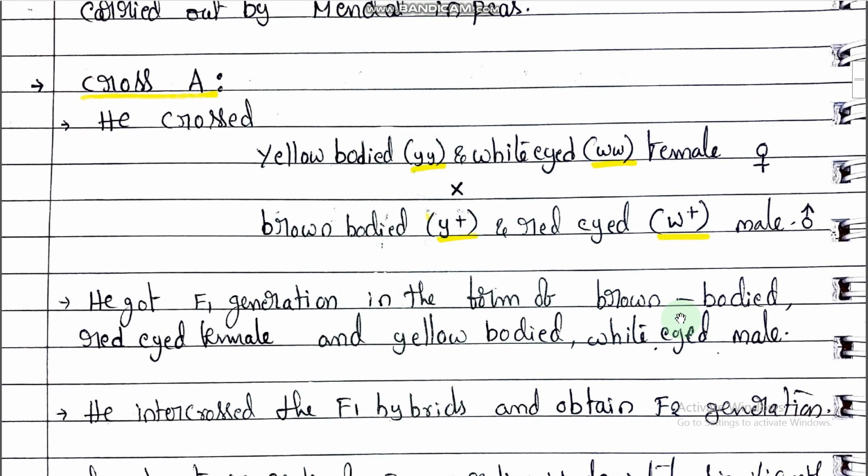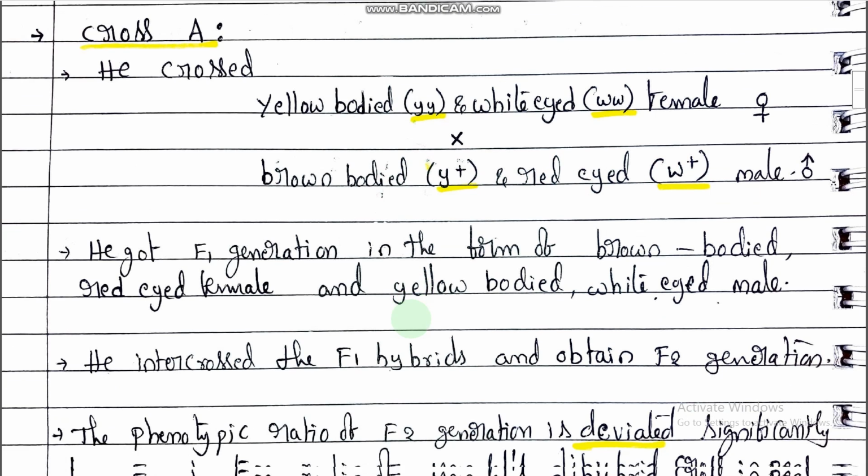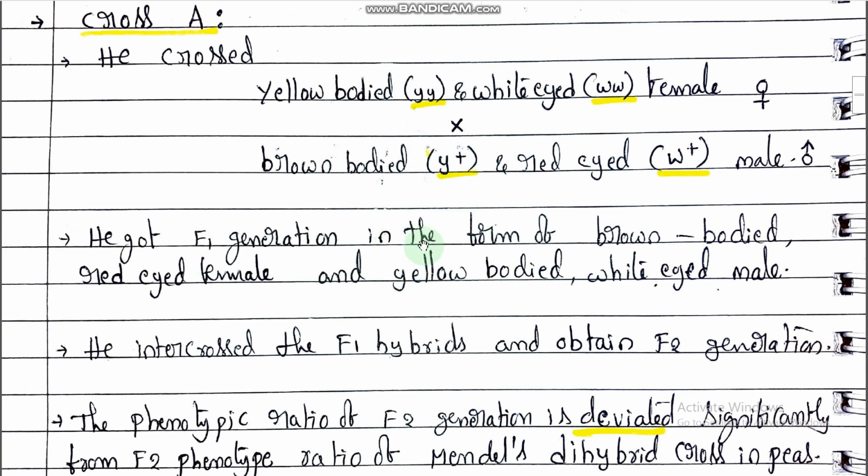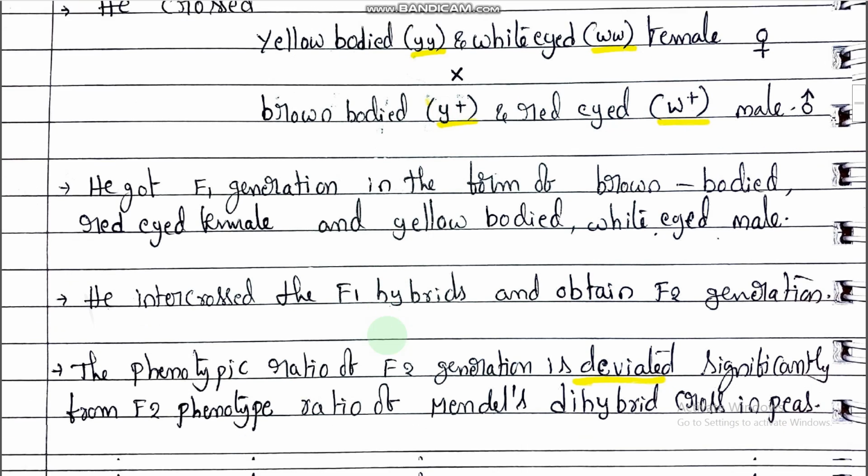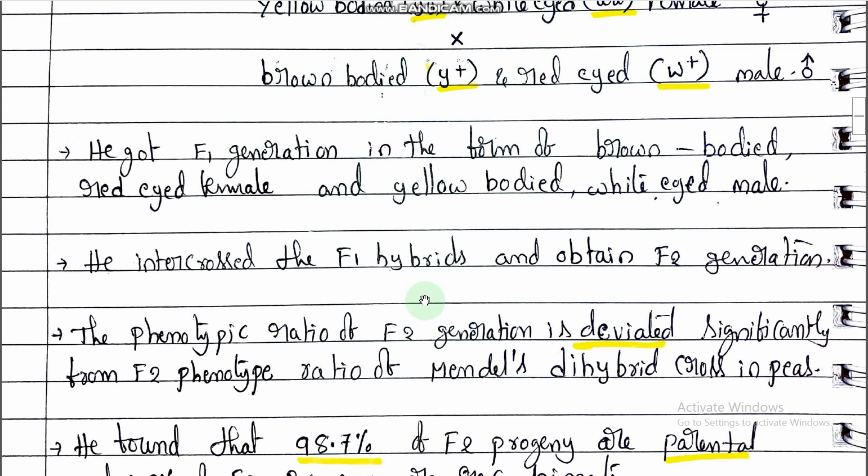So he had done cross A and cross B. In cross A, what had he taken? He crossed a yellow-bodied, white-eyed female with a brown-bodied, red-eyed male. Yellow body, white eyes is recessive; brown body, red eyes is dominant. What did he get in the F1 generation? Only the sexes changed: yellow-bodied, white-eyed male and brown-bodied, red-eyed female. He intercrossed the F1 hybrids and obtained the F2 generation.